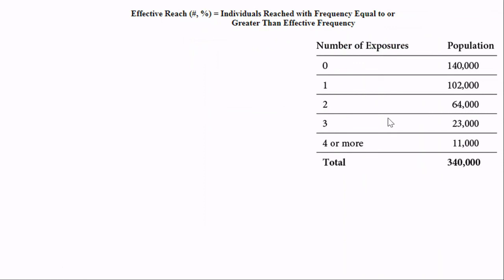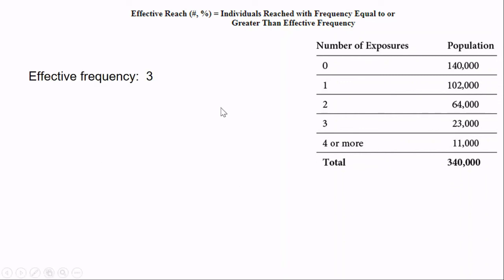Okay, we can also talk about what we call effective reach. Okay, so basically, it's a number of people or percentage of the audience that receives the message greater than the effective frequency. Okay, and so a very, very simple calculation here. So quite simple. You're just going to determine what the effective frequency is, and then just calculate the number of people or the percentage of people that saw that number of exposures or that number of frequency and above.